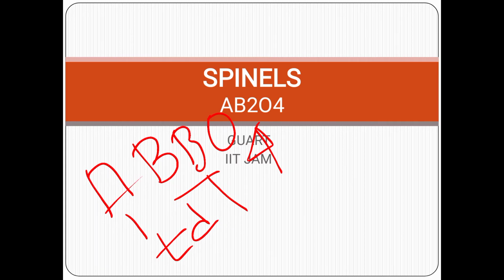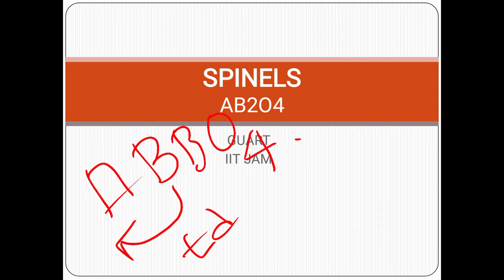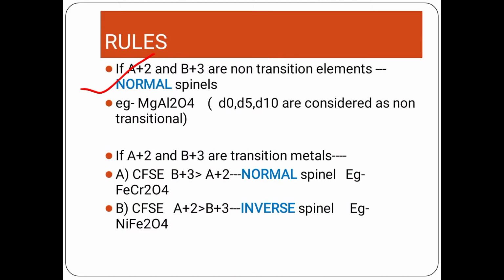But when you come to an inverse spinel, what happens is that one of the B occupies the tetrahedral position and the A and the other B occupy octahedral positions. That's why it's called inverse spinel structure. Okay, that is all you need to know as the basics to start this chapter. Now let's go to the rules.